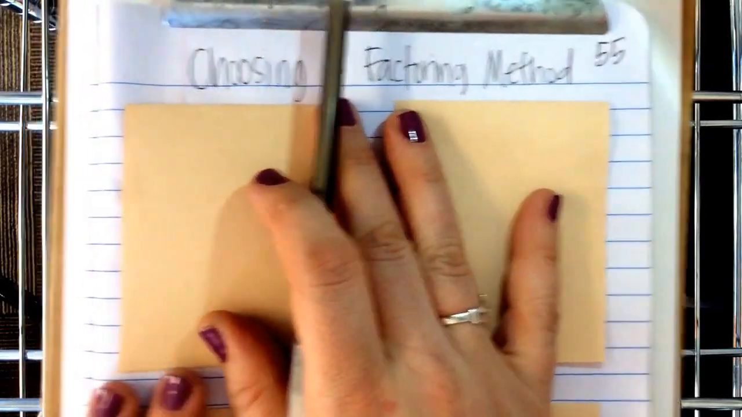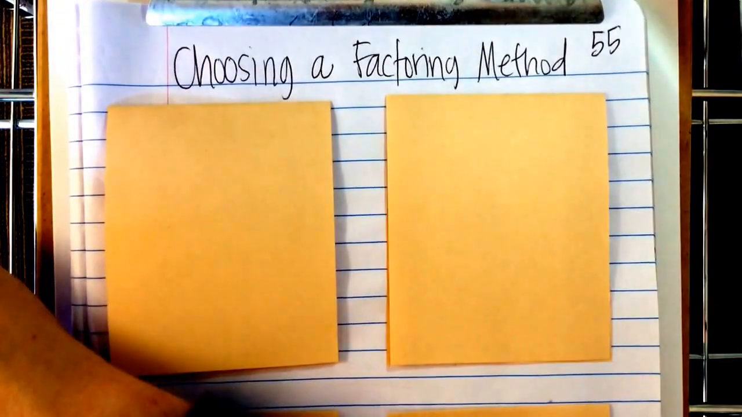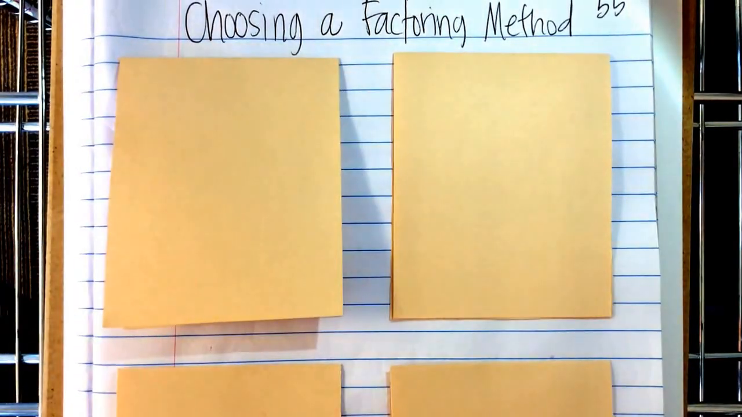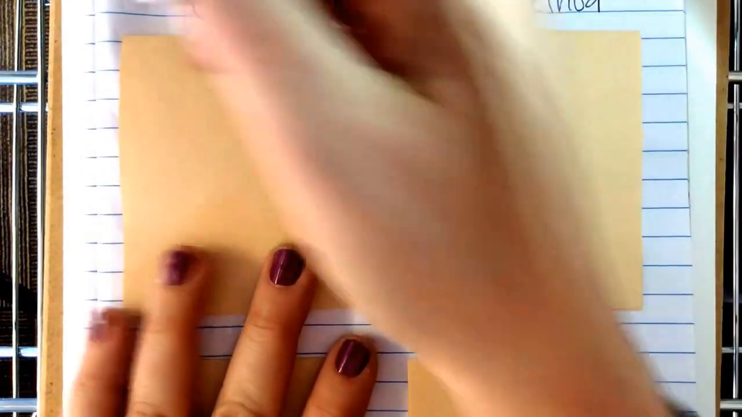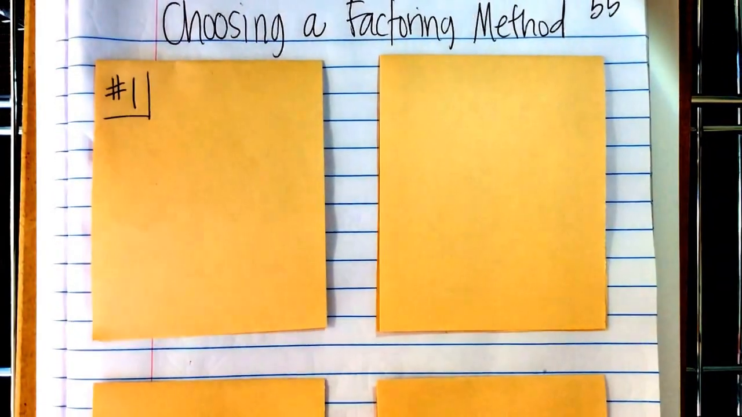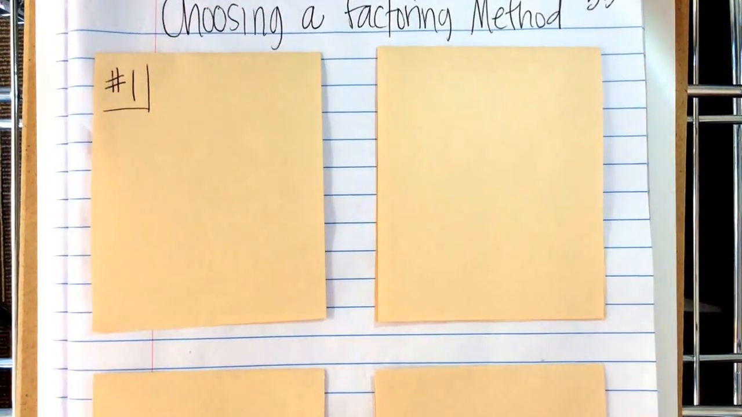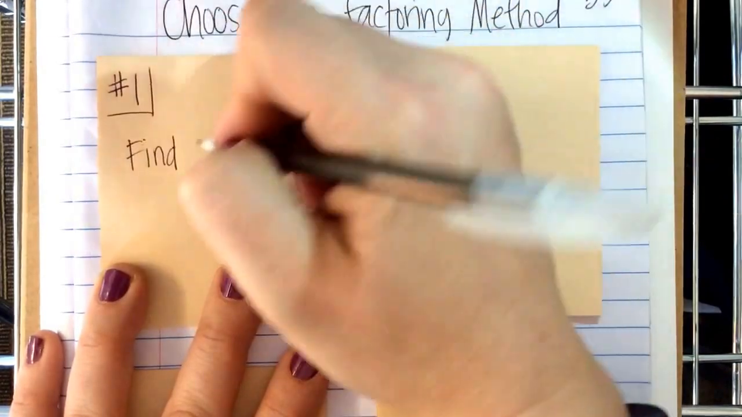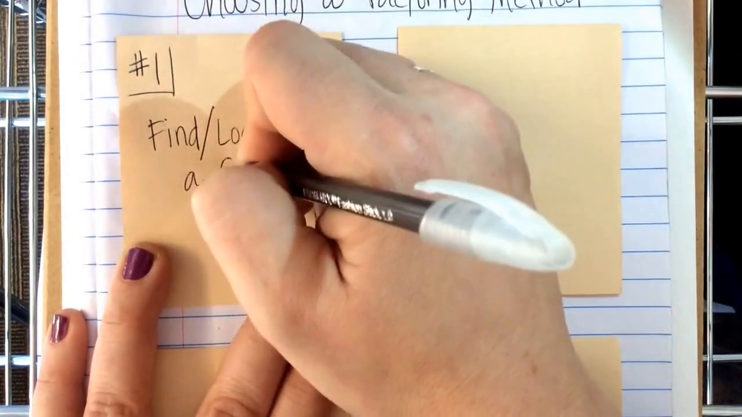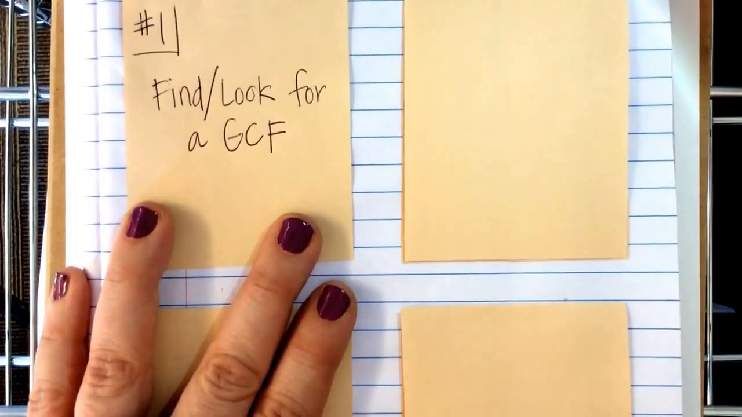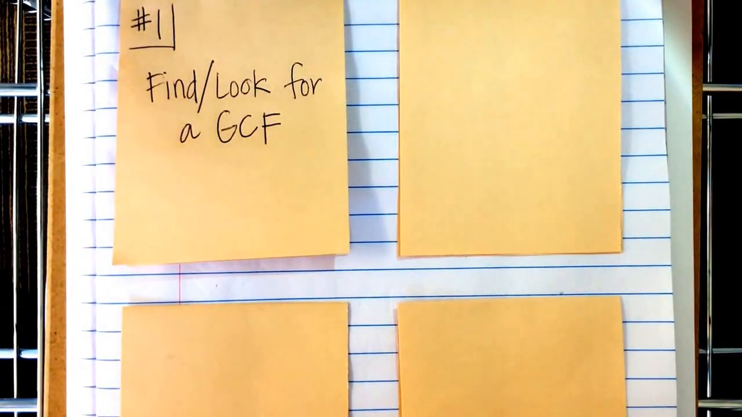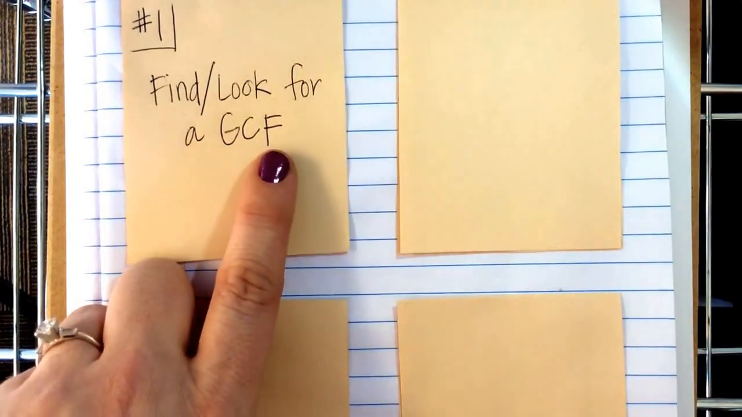A factoring method. So we've learned all these different ways to factor. How do you know when to use the different methods? So the first thing, anytime you are asked to factor a problem, the first step is to find, or look, because maybe there isn't one, for a GCF. The first thing you should do is find it or look for it, right? Because maybe there isn't one and you can skip this step. But the first thing you do is look for a greatest common factor.